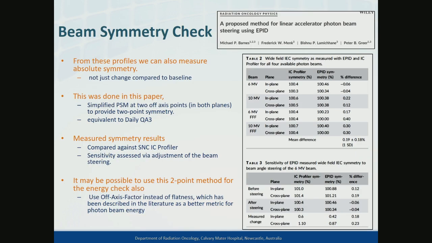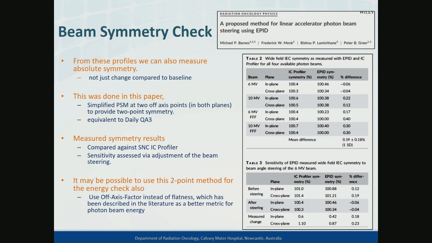In this publication, what we did is we looked at the symmetry aspect of PSM corrected images in terms of beam steering. And what we did is for our 4 available photon energies, including FFF, in both planes, so differentiated by plane, which is something that uniformity doesn't currently give us, we measured the symmetry on these beams. And I'd hasten to add here that these are absolute symmetries. These are not relative symmetries or compared to baseline, which you previously had to do with flood field corrected EPID images. Then we put our IC profiler on and measured symmetry using a more standard method and compared the two.